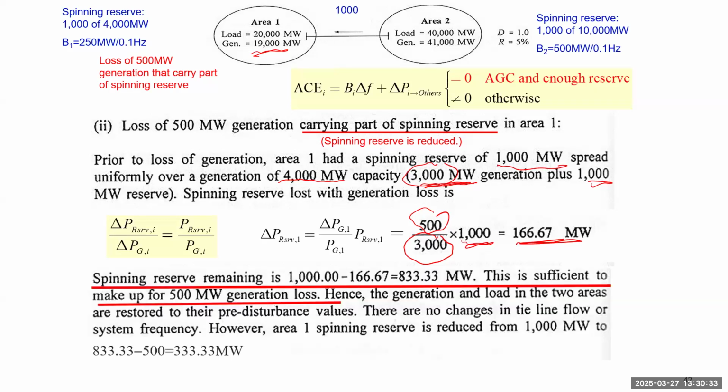Then the remaining spinning reserve will be 1,000 minus that value, which will be above 800 megawatt. So this is still enough to make up the 500 megawatt loss. Which means ACE can still be 0 for everyone. So there's no change on the frequency or Thailand flow for this case. That's easier. So Thailand flow is still 1,000. The frequency is still 60 hertz for both areas.